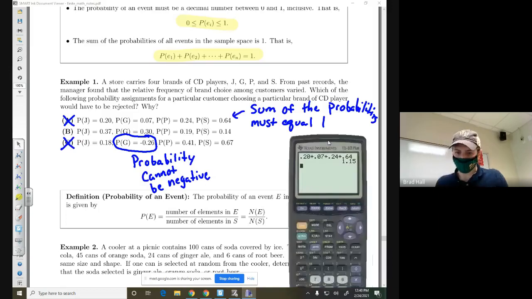So what about part B? Same idea. We can add up all the numbers in the list, 0.37 plus 0.3 plus 0.19 plus 0.14. That's perfectly 1. We can accept answer choice B. All of the probabilities are within 0 and 1 inclusive, and the sum of all of them is equal to 1. So primarily that example is just testing your interpretation of the definition of a probability: the scope of the probabilities and the sum of the probabilities equaling 1.